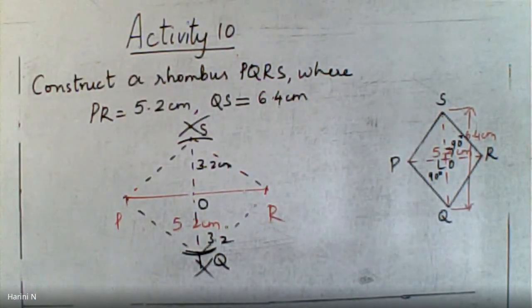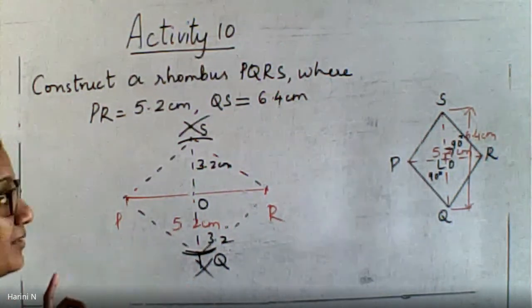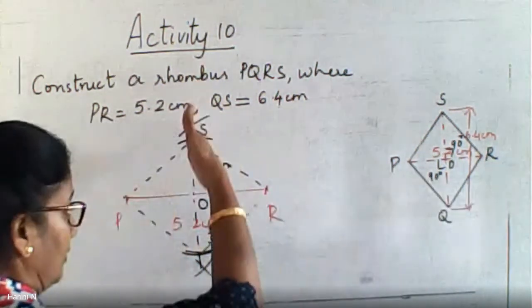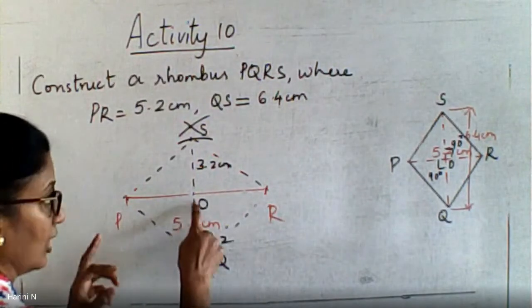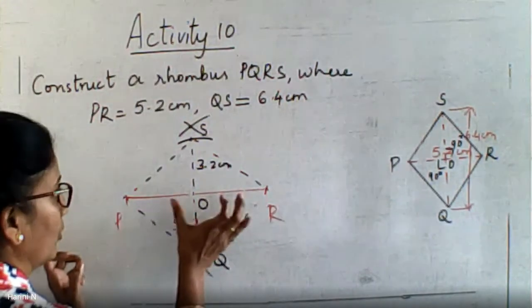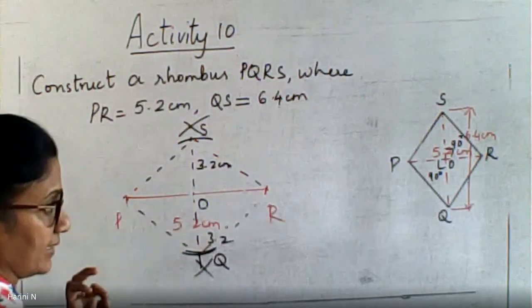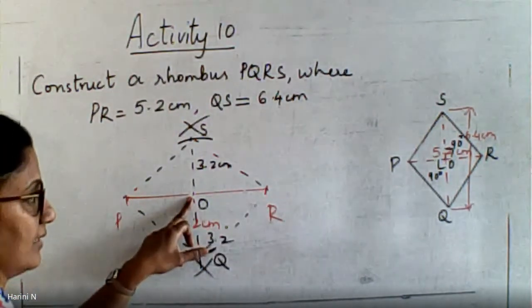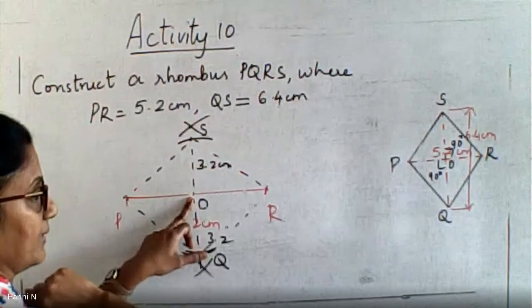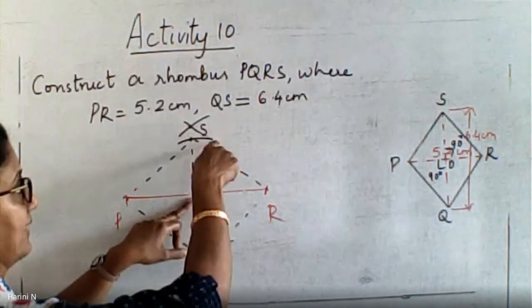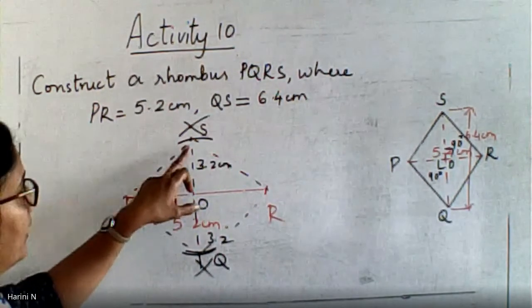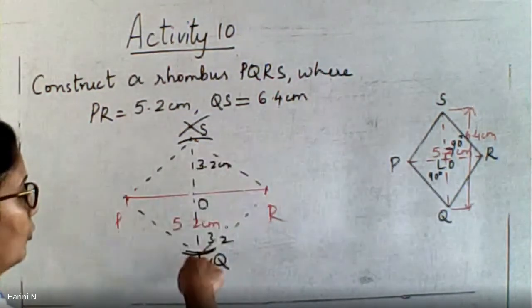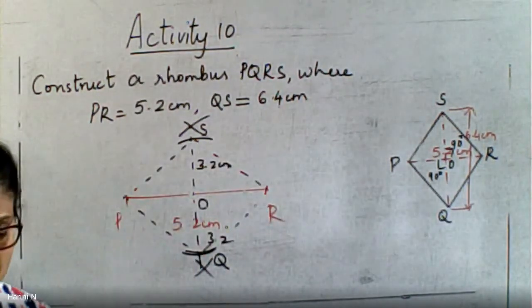You understood how to do it? First, you will start with PR. Use the perpendicular bisector to get the point O, which is the middle of PR. So you got PO and OR as 2.6 and 2.6. Then with O as center and radius 3.2 centimeters, cut this perpendicular bisector at S and Q. Once you got your S and Q, join all the four vertices, your rhombus will be ready.